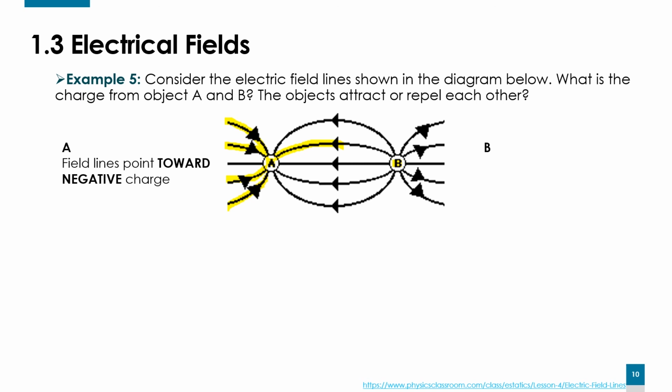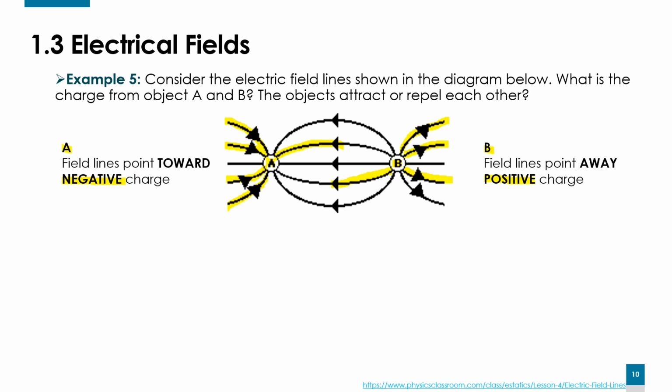Now let's look at B only. What's happening to the electric field? It's pointing away. See? It's going away. If it's going away, which charge should I have here? Positive or negative? Positive charge, right? So B is positive, and A is negative. Okay, now I've figured out the charges.